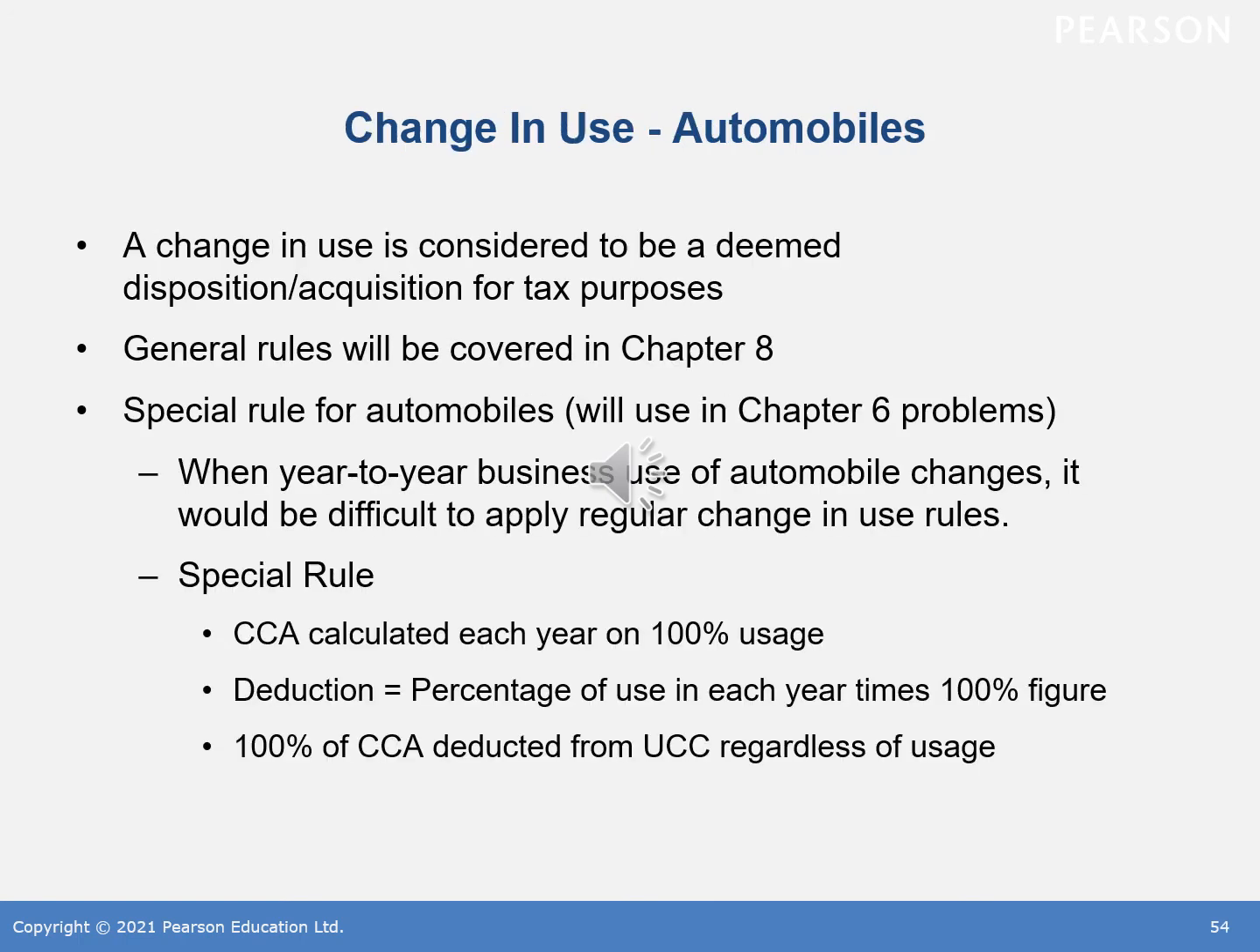One area that's given some special consideration is the change in use of automobiles. So an example could be you have a vehicle that's used for both personal and business, and the percentage each year changes. So what the special rule does is it allows you to calculate the capital cost allowance based on 100% usage each year, but you're only allowed to deduct for tax purposes the percentage used for generating business income. So if the asset is declining in value, your UCC, at 100% rate, but you're only deducting tax based on the actual applicable utilization on each year.